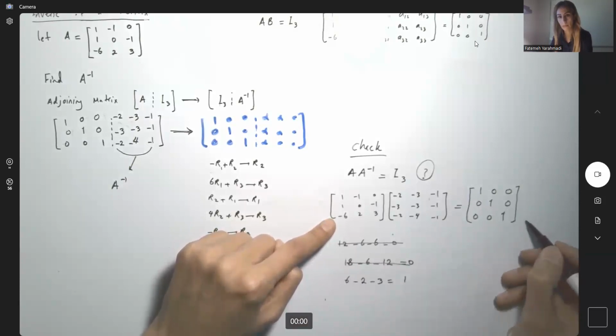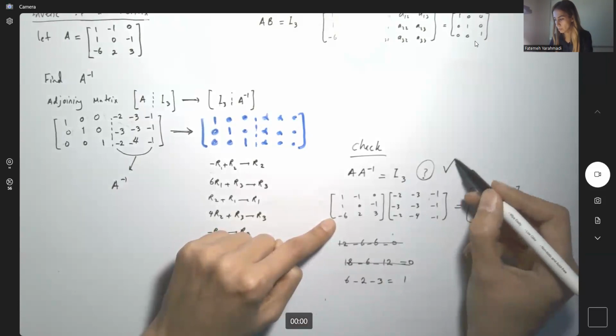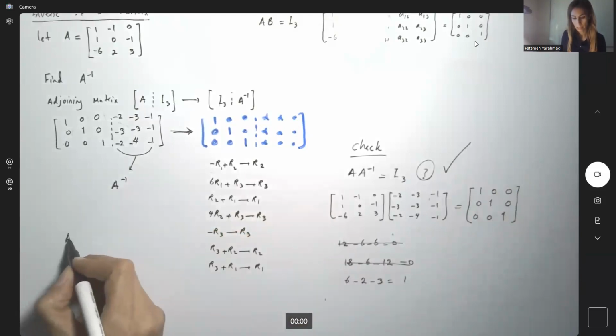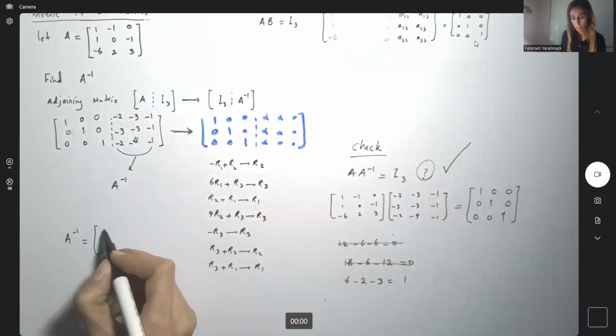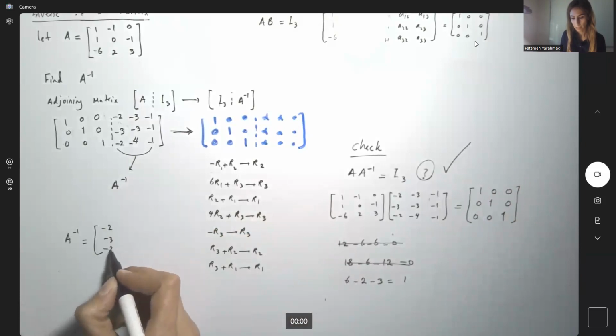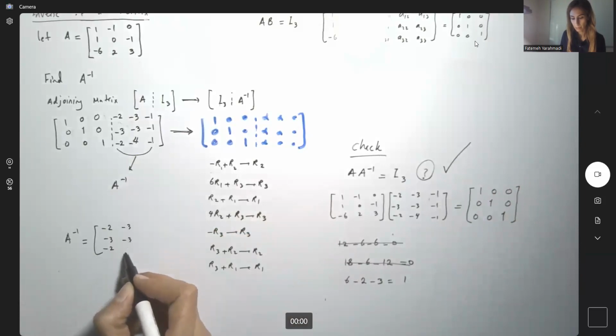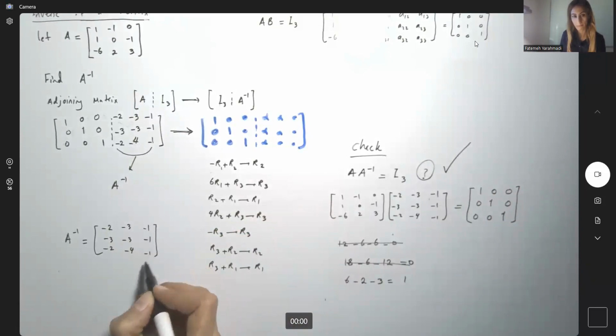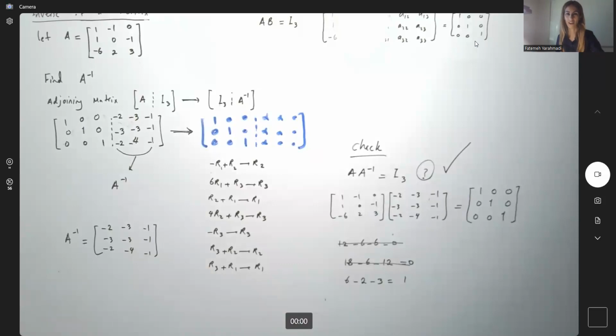Very good. We ended up with I3, so this is actually the inverse of the matrix. So A inverse is equal to -2, -3, -2, -3, -3, -4, -1, -1, and -1. We found the inverse of the matrix.